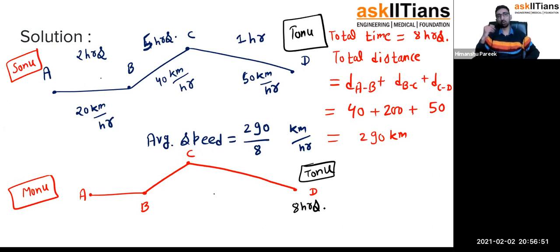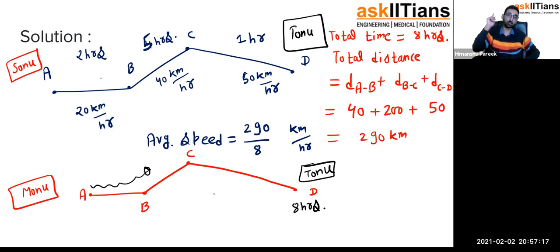That I do not want to go with different speeds, like 20, 40, 50. I'll start my bike from here and I'll go with a uniform speed. I will never change the speed. With whatever speed I start my bike, I do not want to accelerate it, I do not want to retard it. I want to go with the same speed.